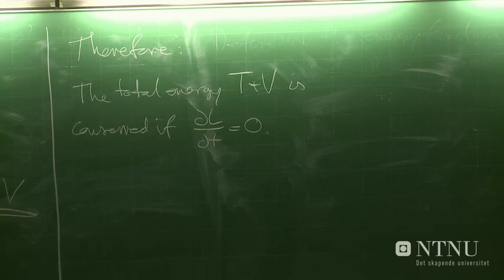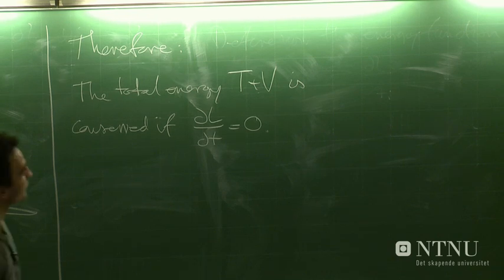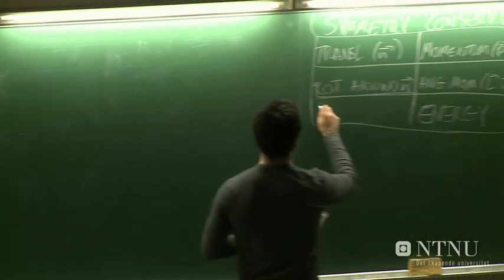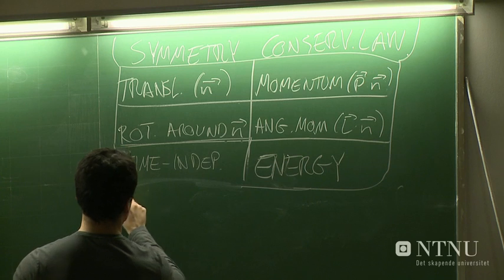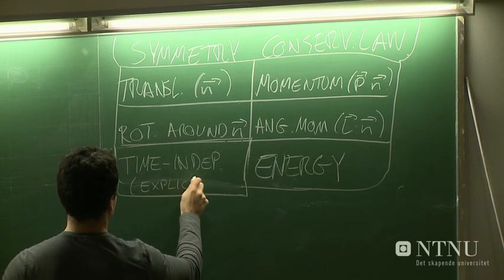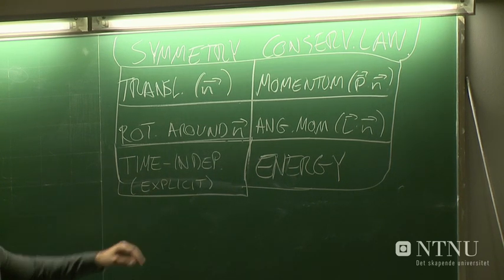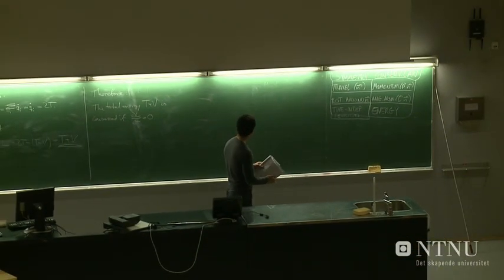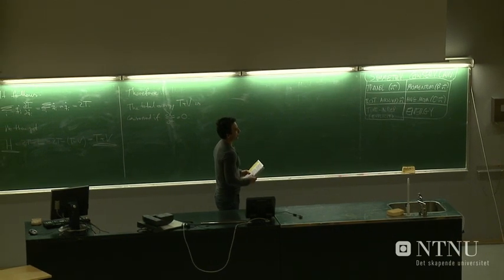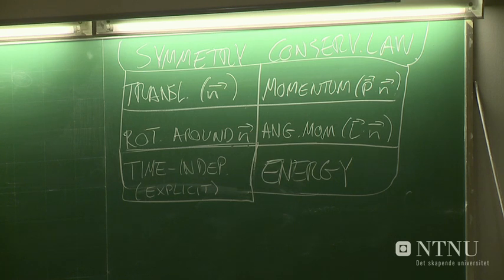The total energy of the system will be conserved if there is no explicit time dependence in the Lagrangian. In effect, its partial derivative with respect to t is 0. So we can now fill out the last block here, and I'm putting explicit in parentheses to emphasize that there should be no explicit time dependence in the Lagrangian. And in that case, the energy will be conserved. The following table summarizes probably the most important symmetries and belonging conservation laws, and it's very important.